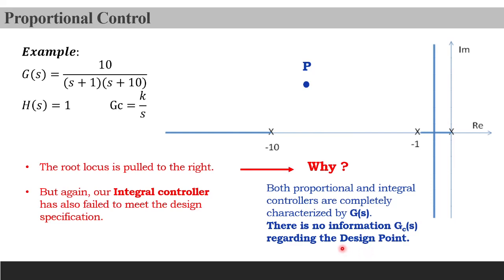So what could be the next case, if you imagine? Maybe you want a controller which does have some information regarding the design point. It involves some features which are part of the design point, and in that way the controller transfer function G_C would know where to pass the root locus from, such that it passes through point P, and point P satisfies the root locus and meets the design requirement.